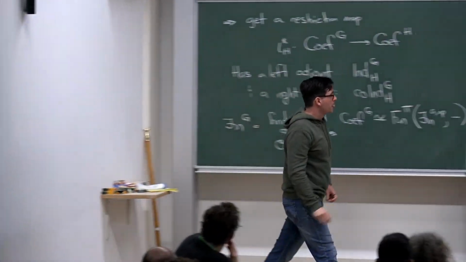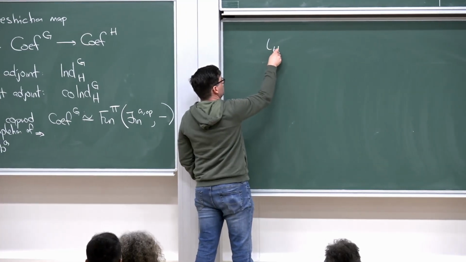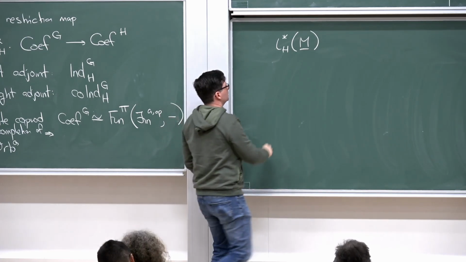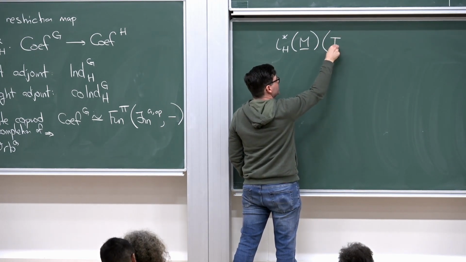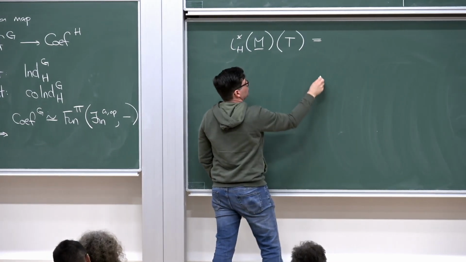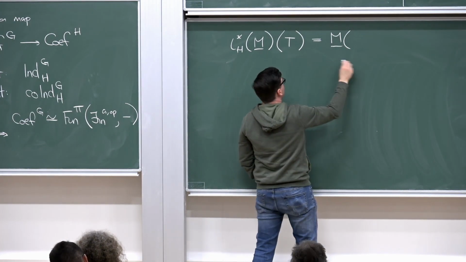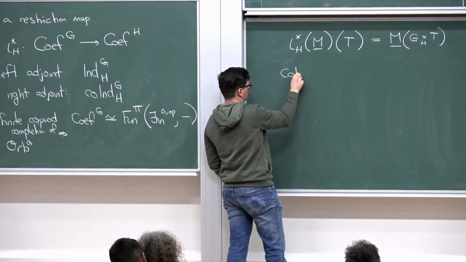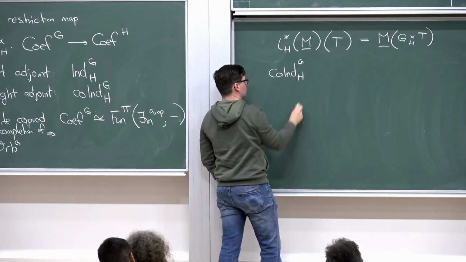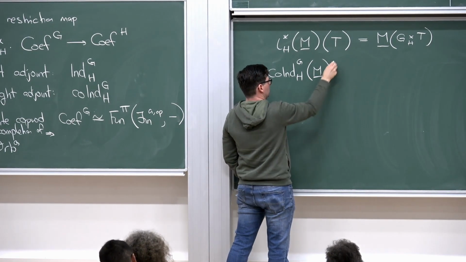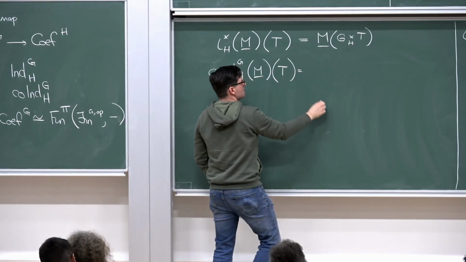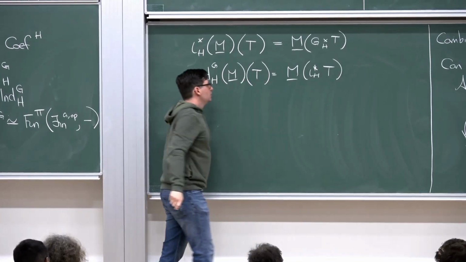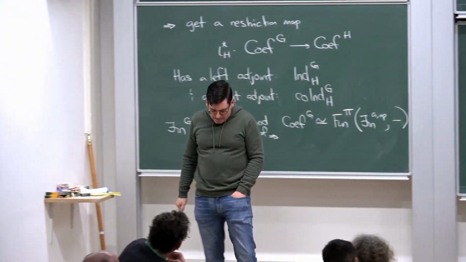So with this, the restriction to H of some G coefficient system M, well, when I evaluate it on a finite H set T, this is just take M and induce up T. Whereas co-induction from H to G of M evaluated on a G set T is just restrict T to H. And these are nice.